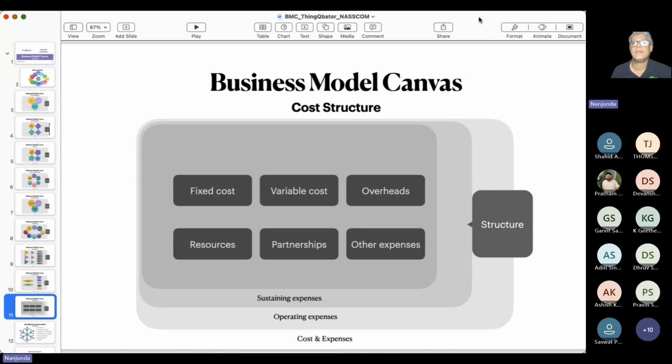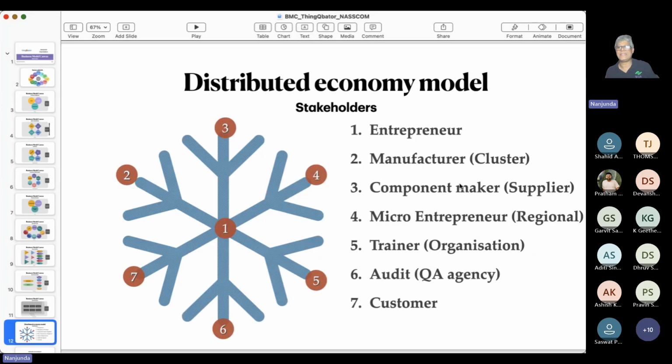Any questions here? So, no? Just look at the slide. Done? Okay.